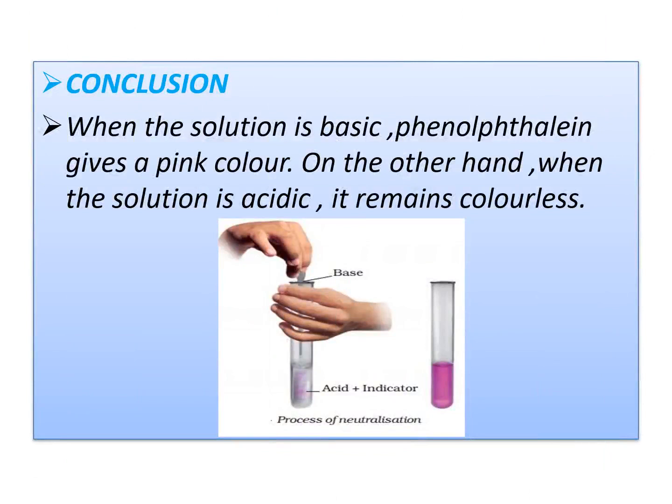Children, for the conclusion of the neutralization experiment, have a look at the screen. In the first test tube you can see acid plus indicator, hydrochloric acid plus indicator phenolphthalein, and at the top we are slowly adding basic sodium hydroxide. See the second test tube, the solution becomes pink. So that is the neutralization reaction.